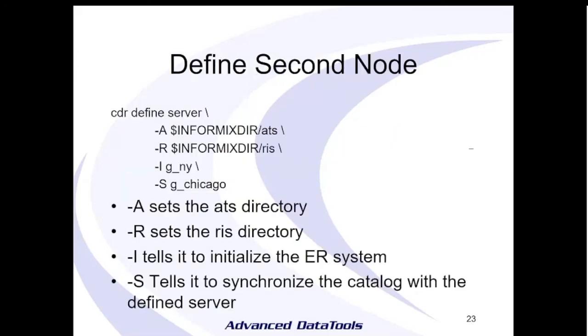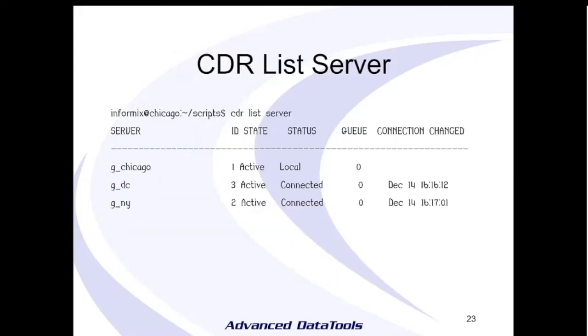So I've done this. I've actually added a third system for group DC, and I do a CDR List Server, and I can see all of the systems.